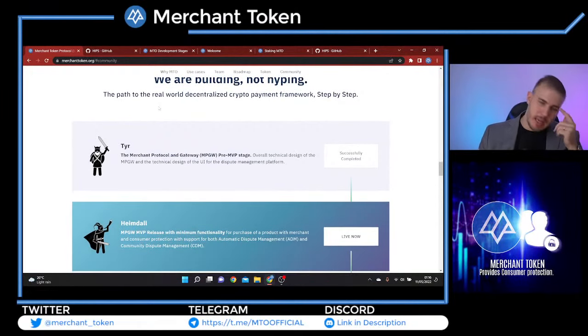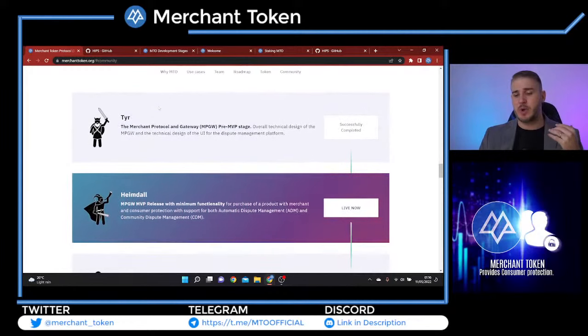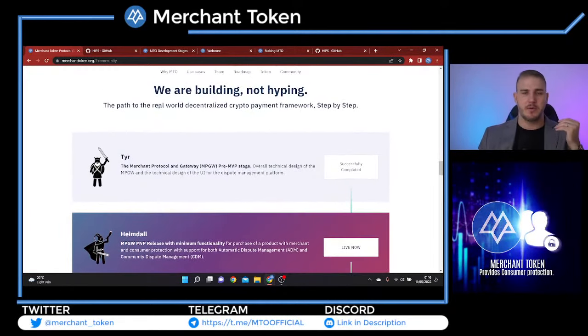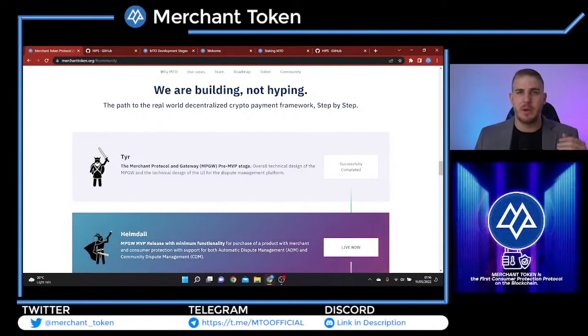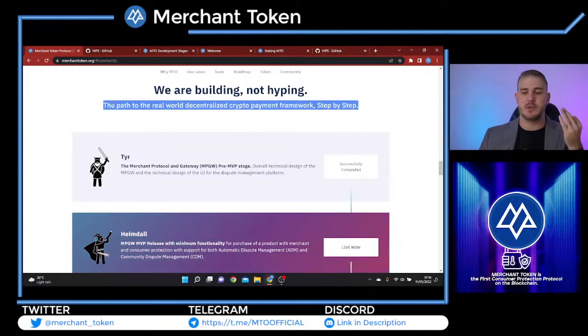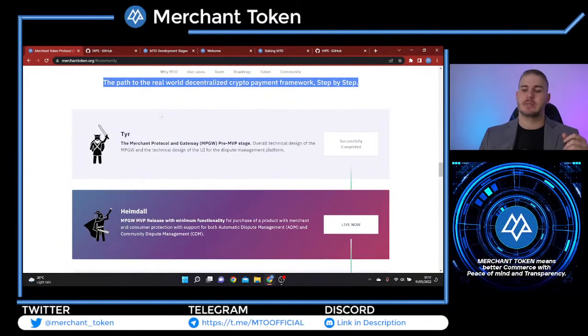Jumping into the roadmap, what's really important to see here is that we are building, not hyping. Hyping will come later on, and it will come, we hope, on its own, but we will of course do everything we can to hype it when the time comes. The path to the real-world decentralized crypto payment framework, step by step.